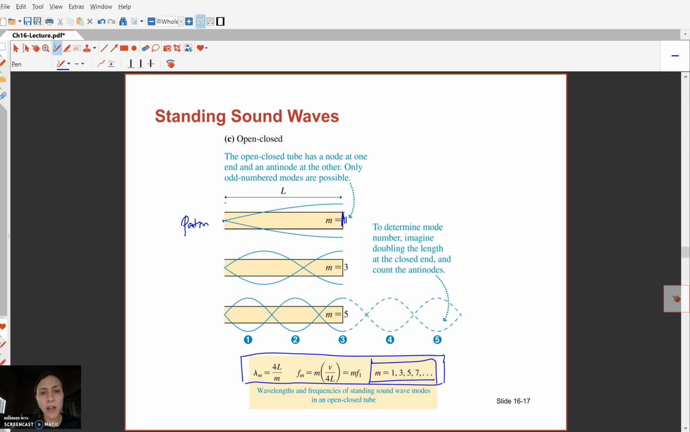Some examples of open-closed tubes are reed instruments, like clarinets and oboes and things like that. Open tubes are more like flutes and horns. Trumpets, I believe, are open-closed because your lips press together like this to create a solid wall, if you will. So that's standing sound waves. Yeah, and I will go and do some more example problems on other videos.